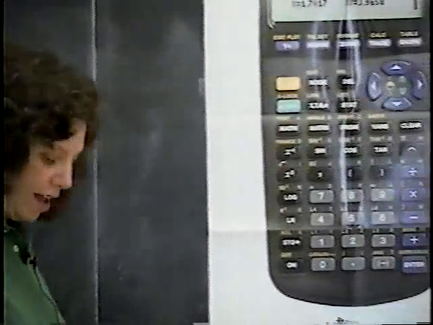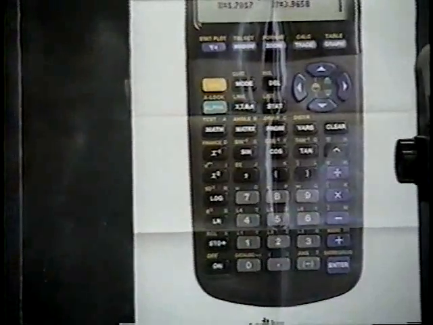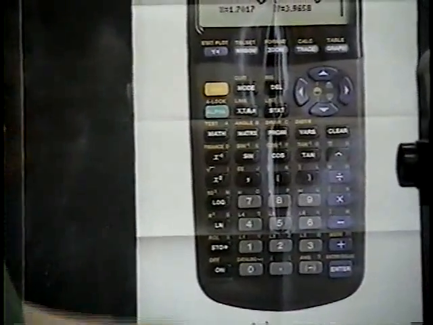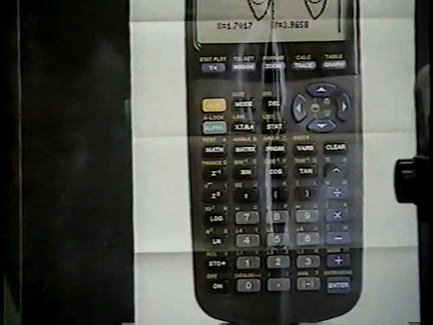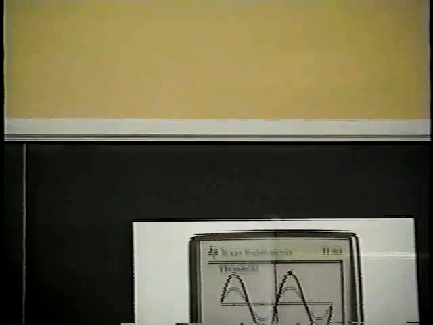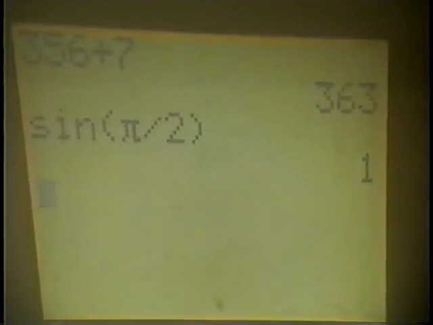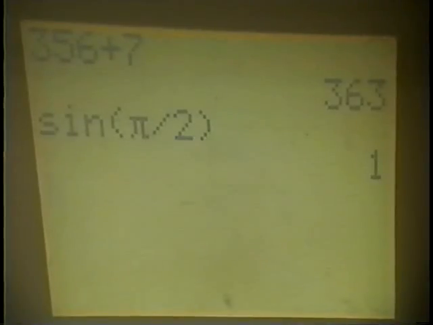Now we have our calculator, and I have my calculator hooked to an overhead projector so that I'm going to be able to turn it on. To turn it on, of course, you hit the on button. And when I turn it on, if you have things on your screen, if you hit the clear button, you can clear it. We're ready to get started.